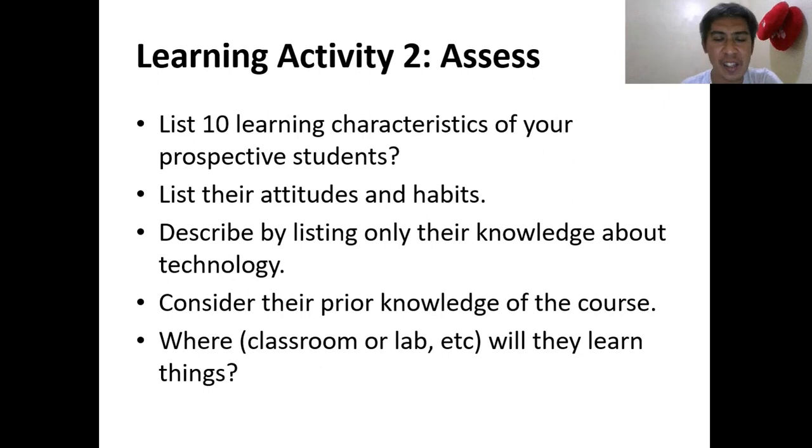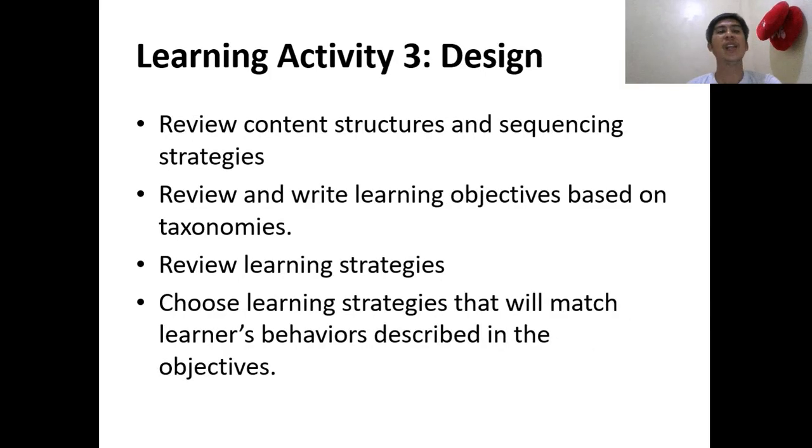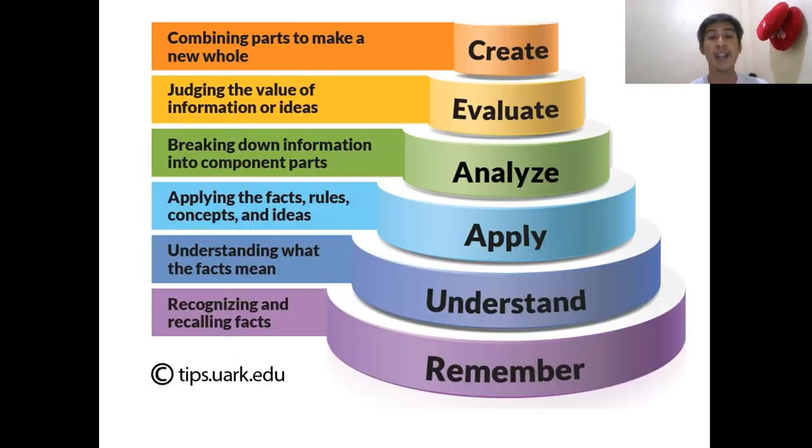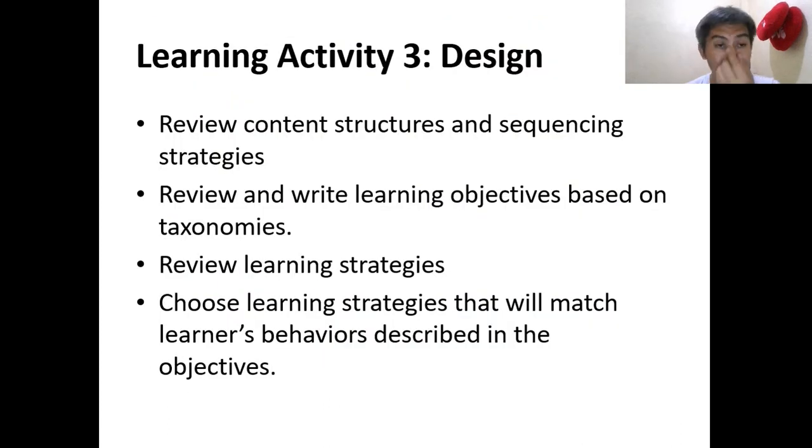Where will they learn things? Assess. Classroom, lab, assess. Design. Okay, now you design now. Review content structures and sequencing strategies. You sequence. You know the sequencing strategies? Write your objectives. Review your learning strategies. Choose your learning strategies that will match the learner's behaviors described in the objectives. Okay, design. For example, I'll just give an example of objectives. You review content, you already know the coverage, the content. You have sequenced them already.